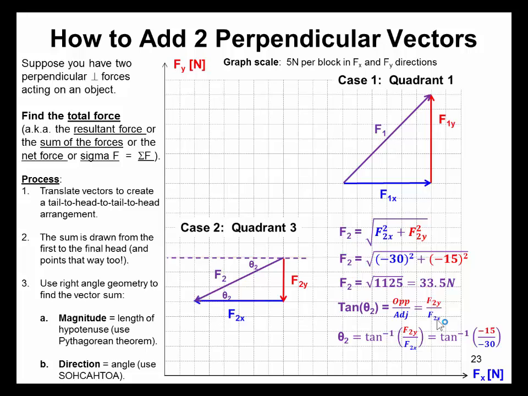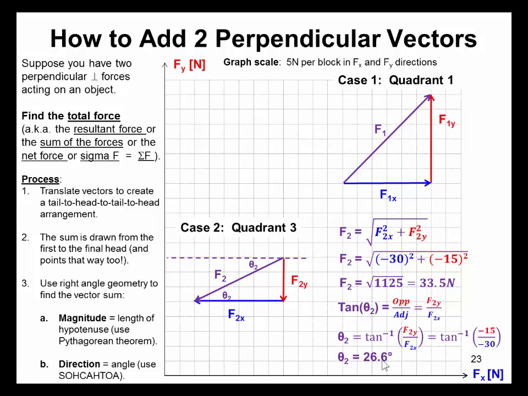So I'll plug in some numbers here. I'm going to solve for theta by taking the inverse tangent, or the arctan, of the ratio of the two sides. And I get inverse tan of negative 15 over negative 30, which is 26.6 degrees. So we've taken these two forces, F2y and F2x, and we've added them together to find out the total force acting on this object is in quadrant 3 as we expected. It's 33.5 newtons in magnitude, and its direction is 26.6 degrees.